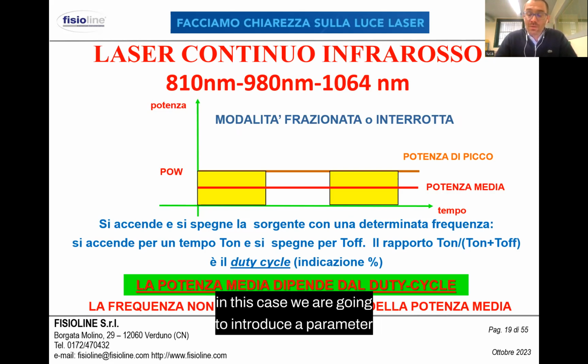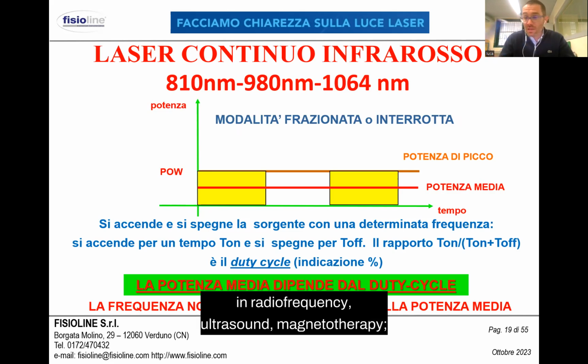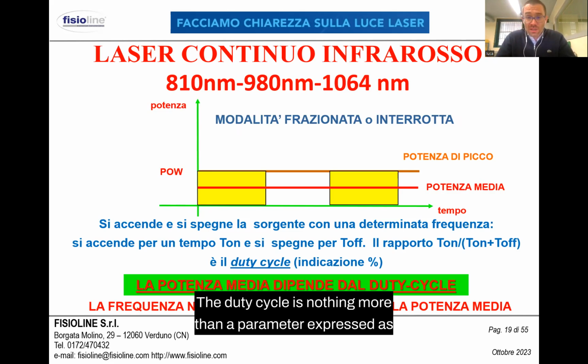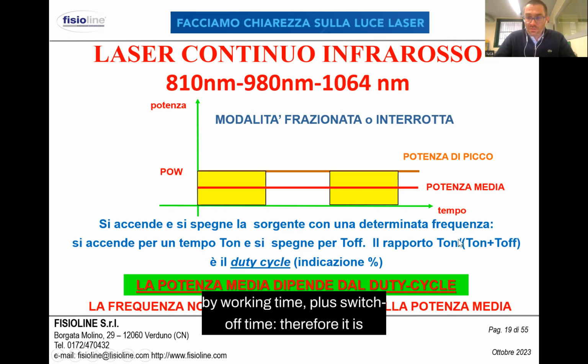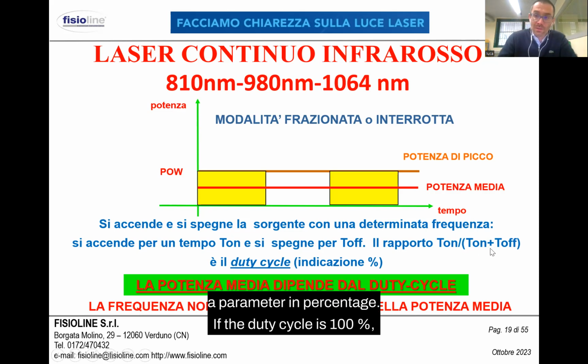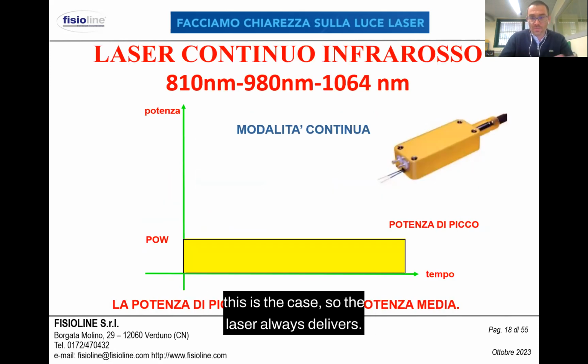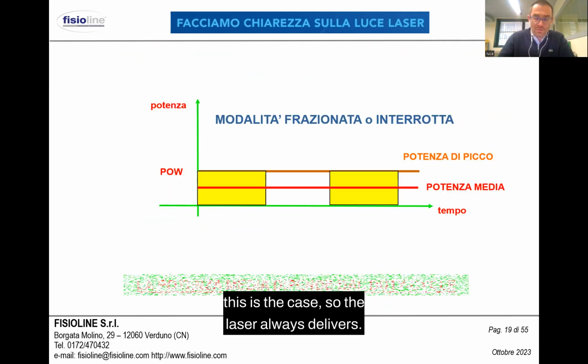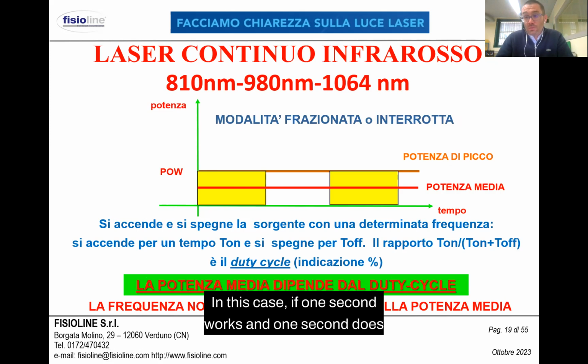So in this case we are going to introduce a parameter that is present in all laser technologies, but we also find it in radio frequency, ultrasound, magnetotherapy. It's the duty cycle. The duty cycle is nothing more than a parameter expressed as a percentage and is the ratio between working time, divided by working time plus switch-off time. Therefore it is a parameter in percentage. If the duty cycle is 100%, this is the case, so the laser always delivers. In this case, if 1 second works and 1 second does not work, the duty cycle will be exactly 50%.